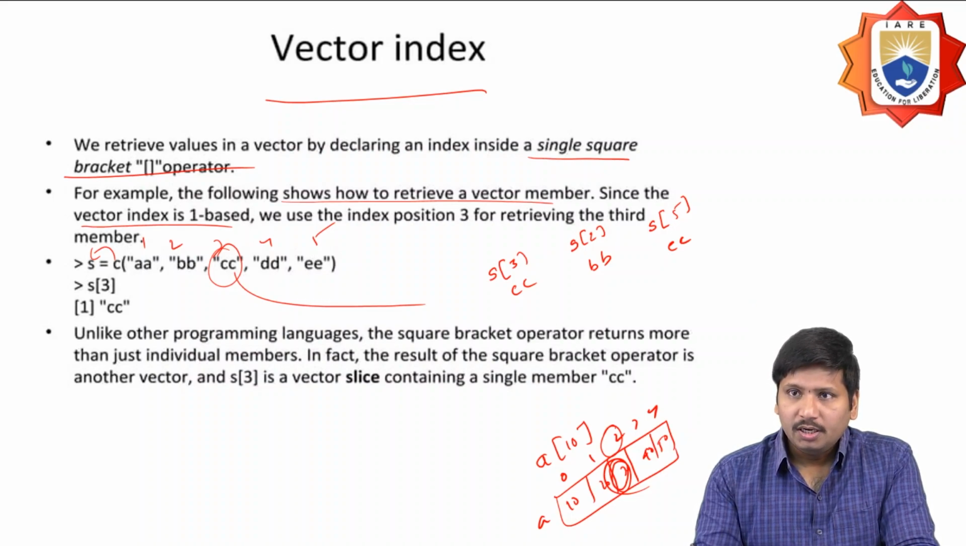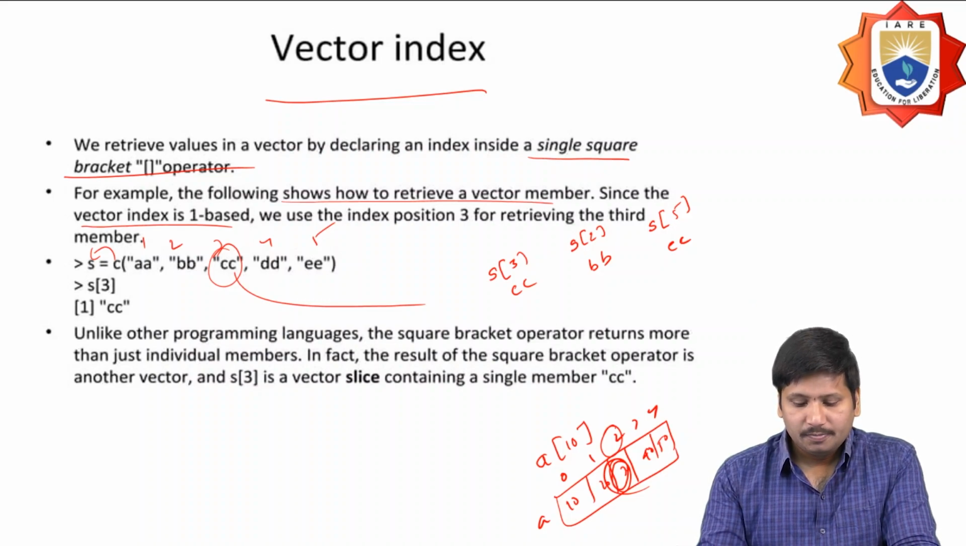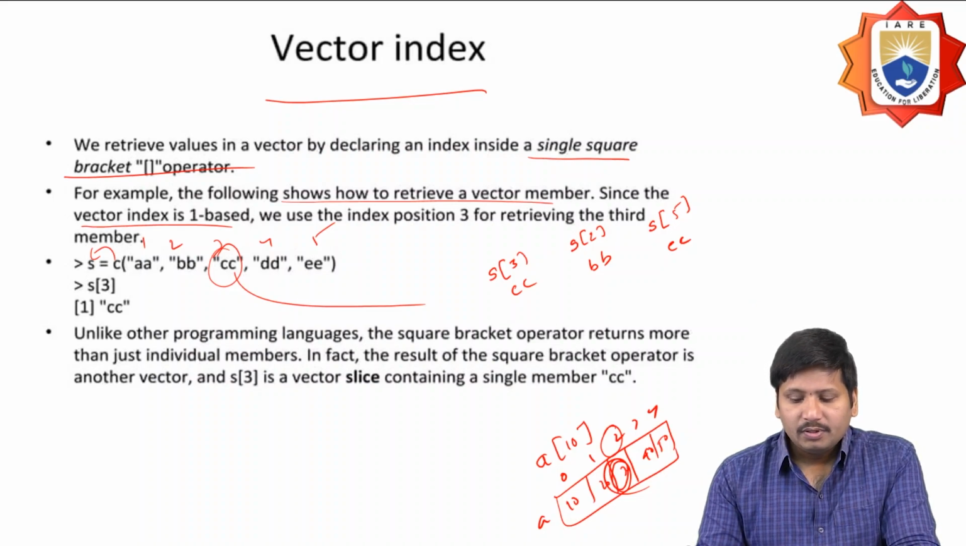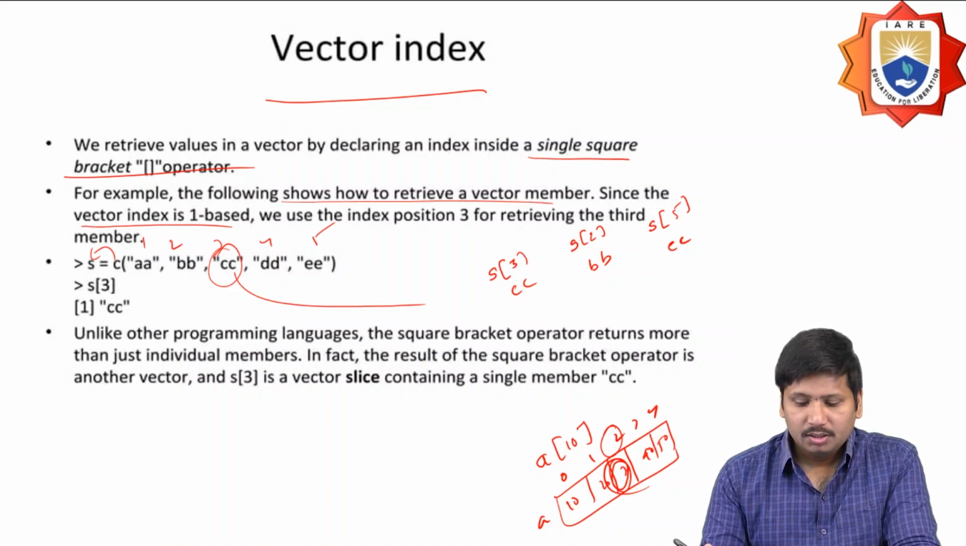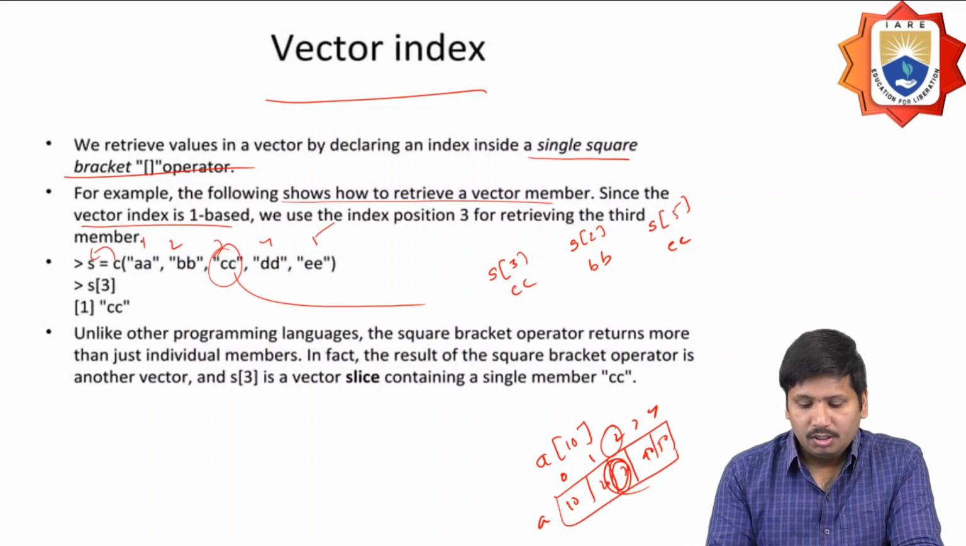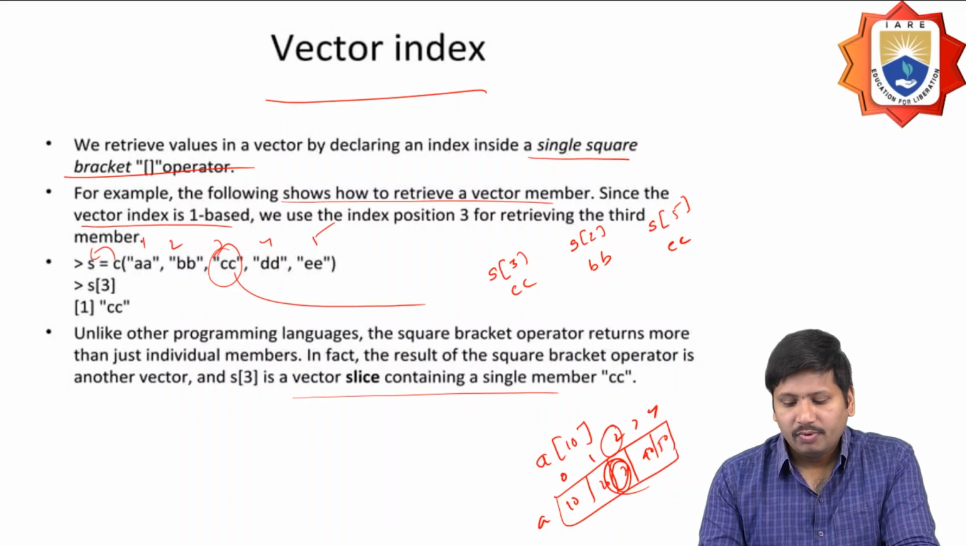So based on the vector indexing, we can retrieve the members of the vector. In many programming languages, the square bracket operator can be written with more than just individual values. In this case, the result of the square bracket operator should be another vector. This is what we call vector slicing.